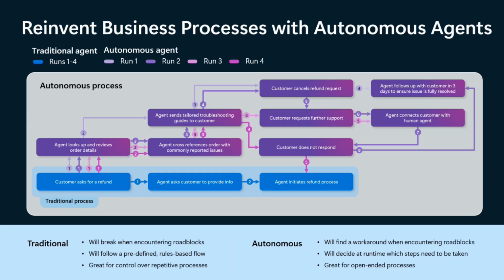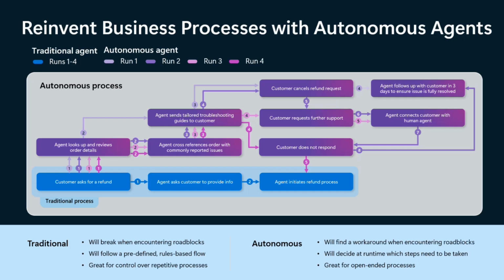So what does that actually mean or look like? Let's take an example of handling this end-to-end process for, this is a return process, right? And in this blue section down here, we see that a more traditional process is, hey, a customer asks for a refund. The agent or the workflow says, hey, give me the customer information, and then we initiate the refund process. And it'd be great if every refund process could be that simple, but it really never is, right?